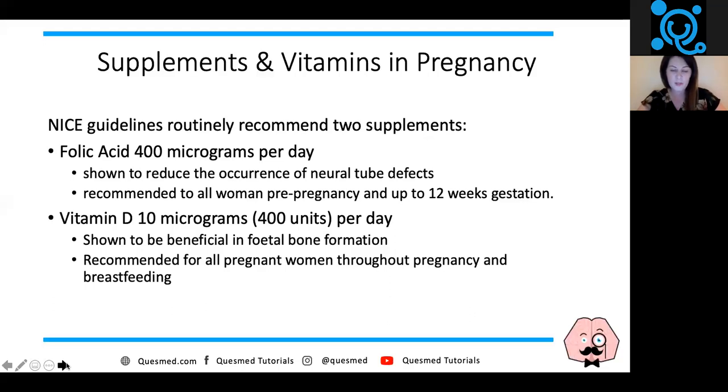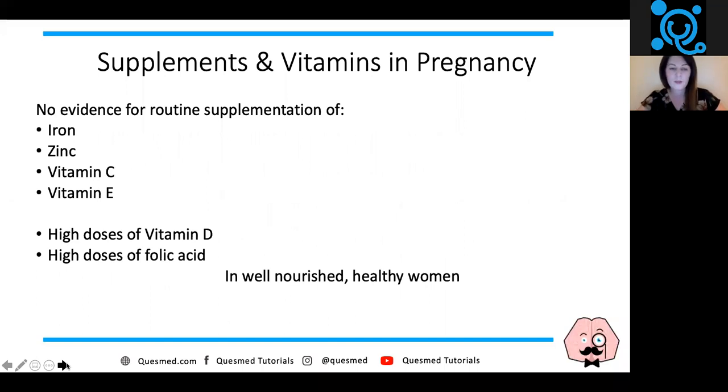The other supplement that's recommended is vitamin D at a dose of 10 micrograms or 400 units per day. And this has been shown to be beneficial in fetal bone formation and is recommended for all pregnant women throughout pregnancy and into breastfeeding. There's no evidence for routine supplementation of zinc, vitamin C or vitamin E. And there's also no evidence for higher doses of vitamin D and higher doses of folic acid in well-nourished, healthy women without additional risk factors.